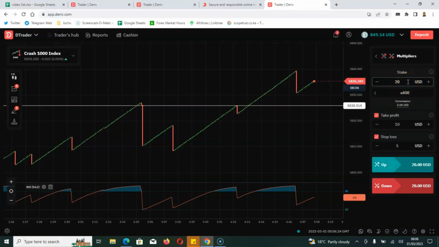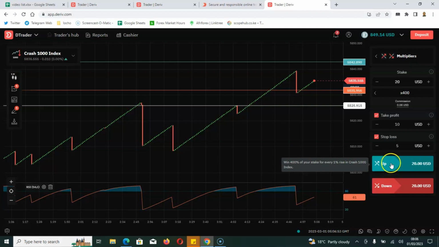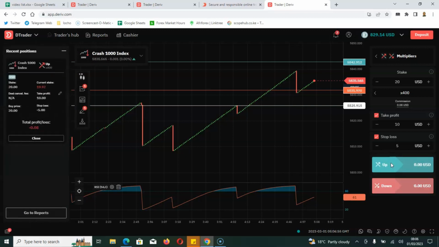You come and put your stake here, and then you choose your profit, and then you put a stop loss. But one thing I can tell you with Crash and Boom and Crash, they don't obey stop loss. Once it crashes, where it stops is where your losses will stop. So stop loss is not obeyed in Boom and Crash, all right? So for example, if at this point I want to place a trade, you just click up and the multiplier will bring the trade on this side.